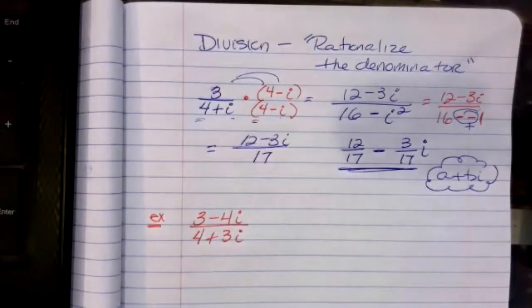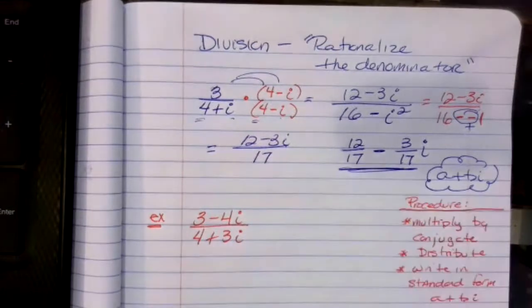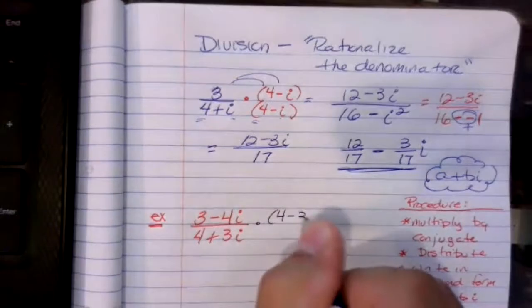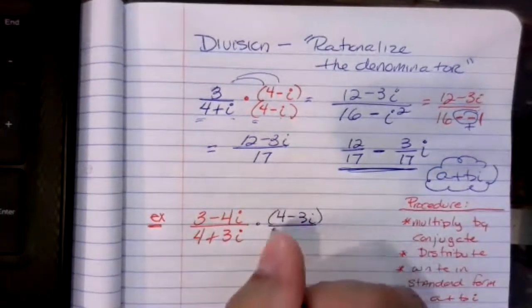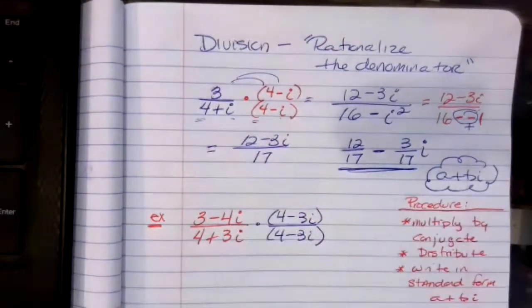This next example is maybe a little more challenging. You might want to take a second and try this one, and then I'll work over it in a minute. So in this example, we'll continue on. We're going to multiply by the conjugate, which would be 4 minus 3i, to the numerator and the denominator.